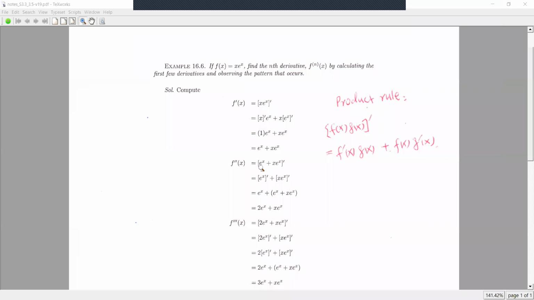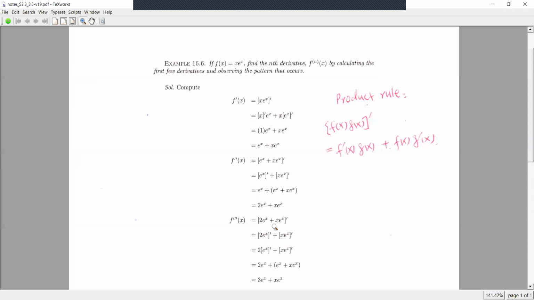Take the derivative again. By the summation rule, we have this equation. Derivative of e to the x is e to the x. Derivative of x times e to the x, from here, it is e to the x plus x times e to the x. Now, e to the x plus e to the x is 2 times e to the x. This is the result of the second derivative.